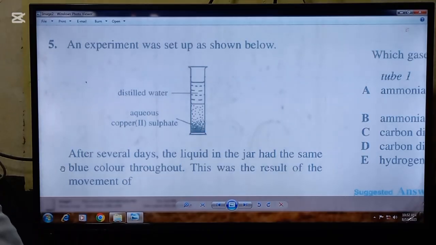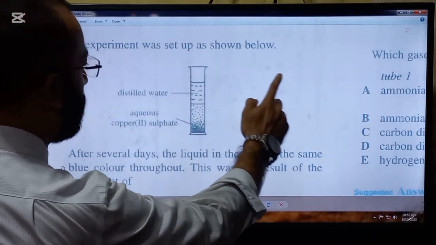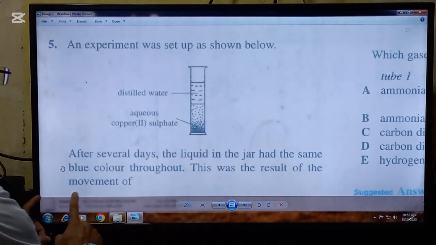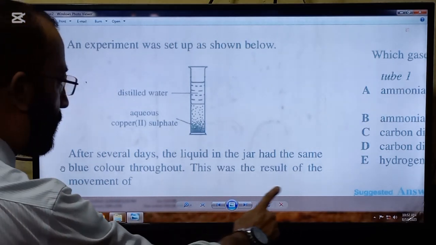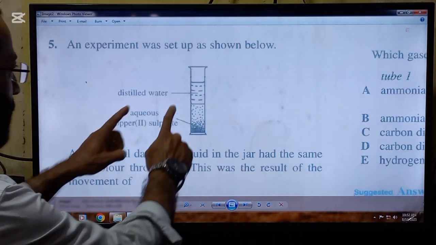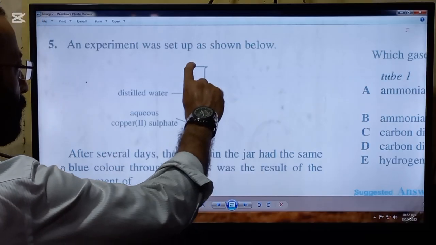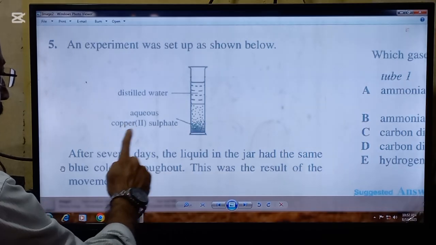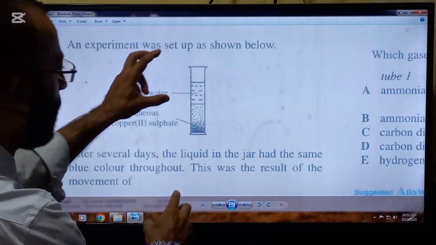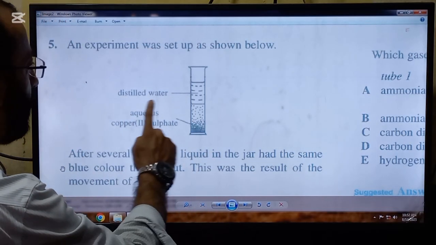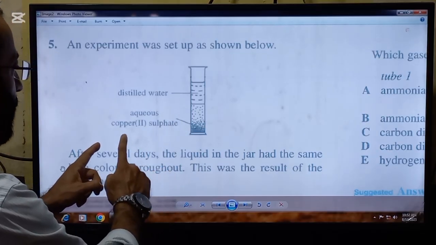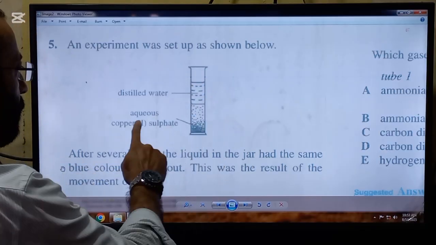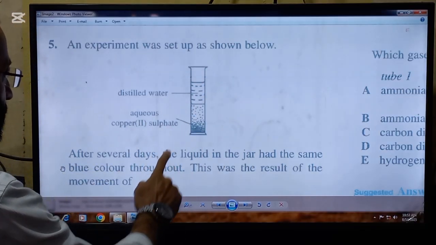And another question is here. An experiment was set up as shown below. After several days, the liquid in the jar had the same blue color throughout. This was the result of the movement of... and you can see in the jar, the upper portion is containing the distilled water and the lower portion is containing the aqueous copper sulfate. Actually, these are two beakers. One beaker is containing the distilled water and the second one is containing the aqueous copper sulfate. And the beaker containing the distilled water is inverted over the beaker containing the aqueous copper sulfate.